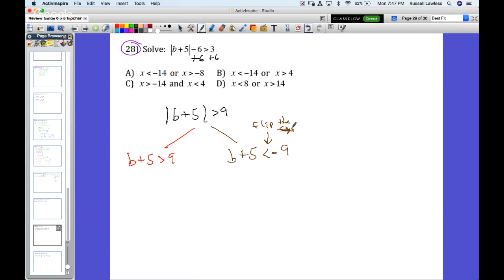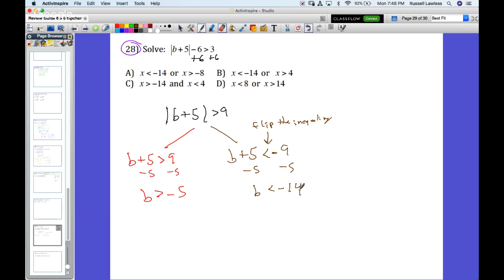Or flip the inequality. And so we're just going to solve both of these. To solve these, we're going to subtract 5 on both sides. So then b will be greater than negative 5. And then on this side, we'll subtract 5 again. So then b will be less than negative 14.